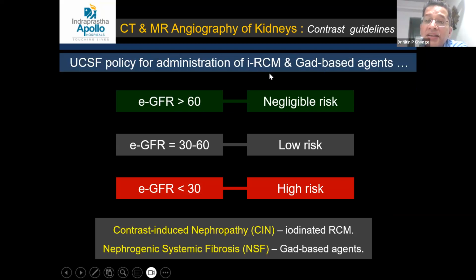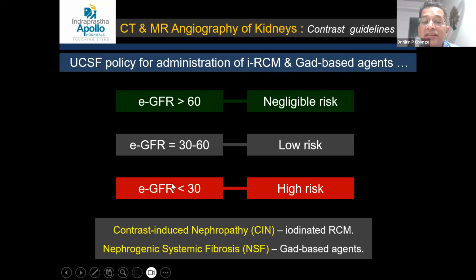The MRI and CT contrast are completely different. That is important for you to understand. The contrast used in CT is iodinated contrast. They have iodine in them. And in MRI, it is gadolinium based. So these are completely different compounds. And CT contrast in general has a higher risk of nephrotoxicity as compared to gadolinium contrast. So CT contrast is more risky for a patient with borderline values as compared to MRI contrast.